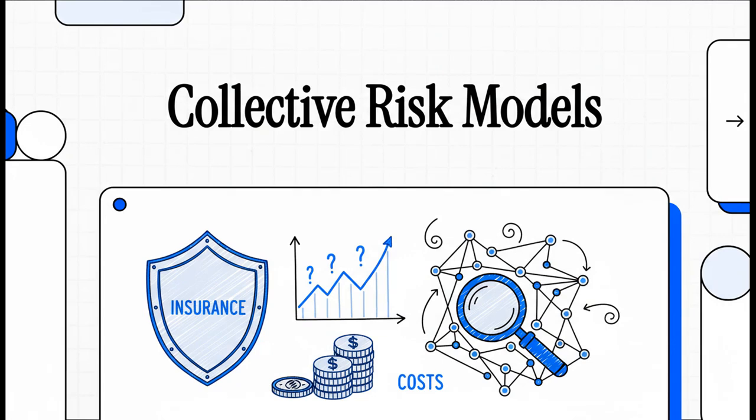All right, so insurance companies. They have to make these massive billion-dollar guesses about what the future holds. How in the world do they do that? Well, today we're going to pull back the curtain on one of their most powerful tools, the collective risk model.